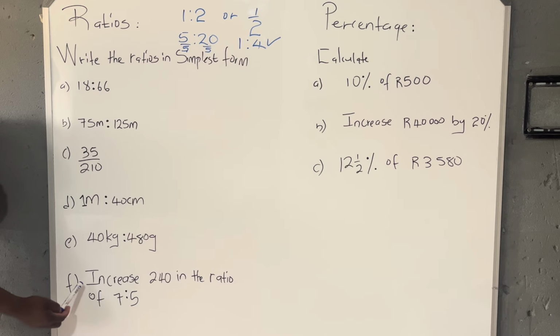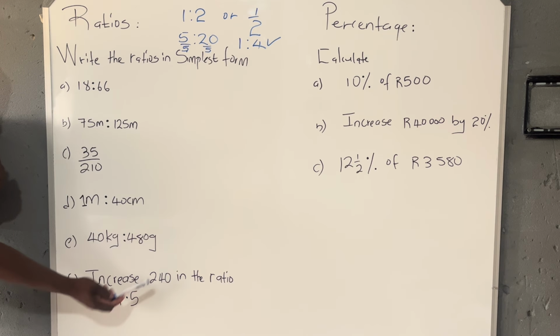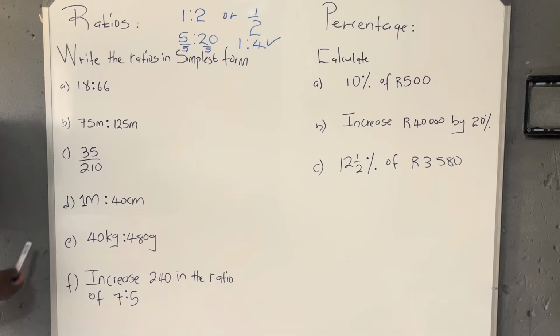Now this is just additional of ratios. When they ask you to increase 240 in a ratio of 7:5, we're going to explain that. So if you check, the only challenge might be these two. But once you know how to convert this, then everything is super.